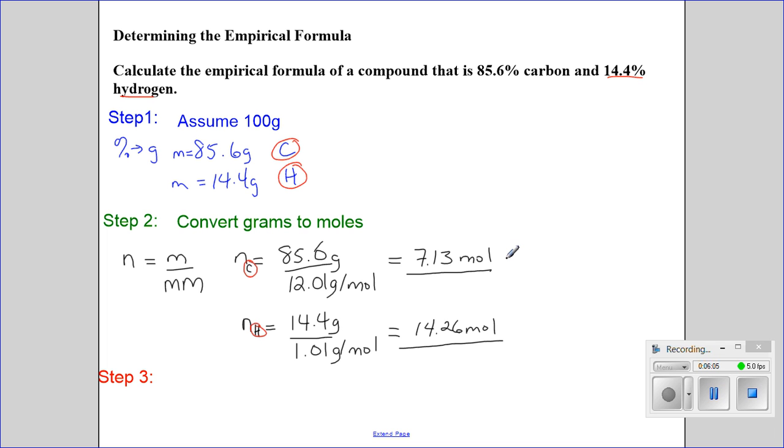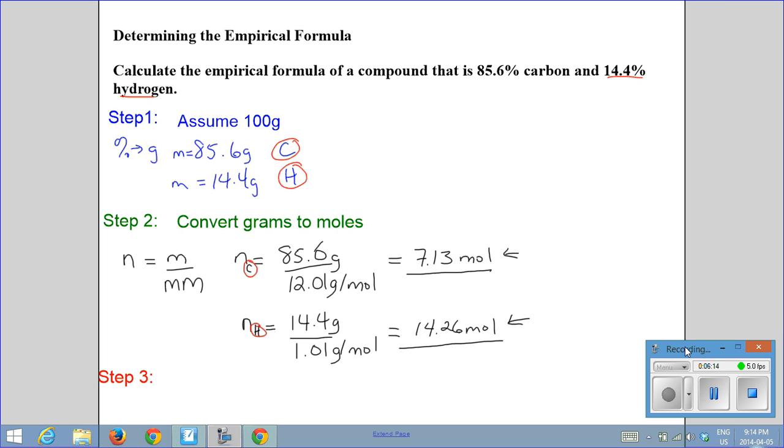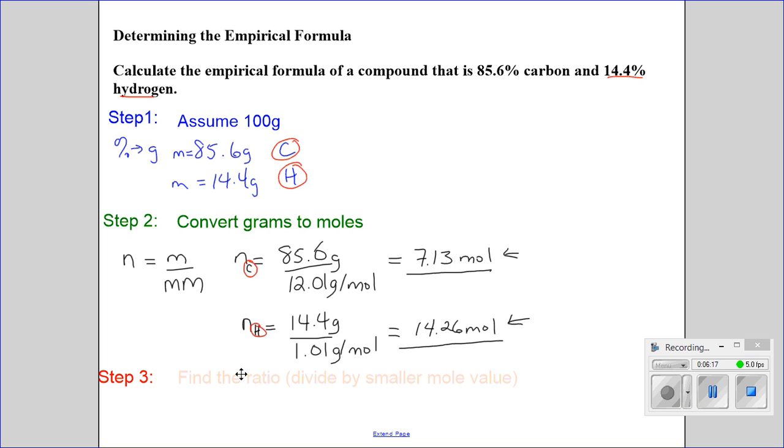Now, the question is what is the ratio between these two chemicals, carbon to hydrogen? What's the lowest ratio? You should already be able to tell what it is. Well, if you don't, let me show you the third step. The third step is to find the ratio by dividing by the smaller mole value. So we're going to divide 7.13 by itself, which is going to be 1. 7.13 divided by 7.13 is 1. And 14.26 moles divided by 7.13, which you should see is 2. So our ratio is going to be 1 to 2.